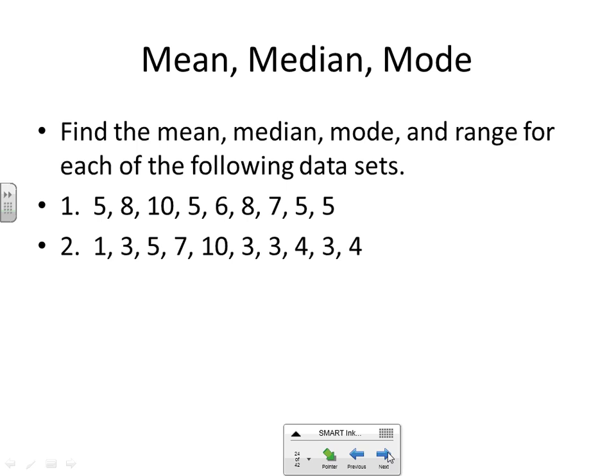So for this one right here, the range for number 1, what would the range be? 5. The difference between the biggest number and the smallest number. So we've got a range of 5. Remember to find, well, let's go ahead and find the median. We can find that one really easily. What's the most common number in our, or actually the mode. Let's find the mode first. What's the most common number in our set? 5. So that's the mode.